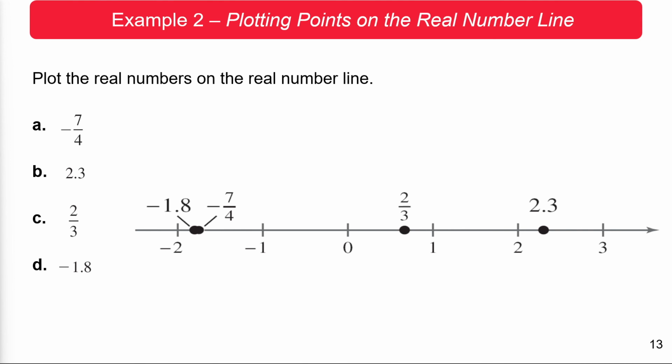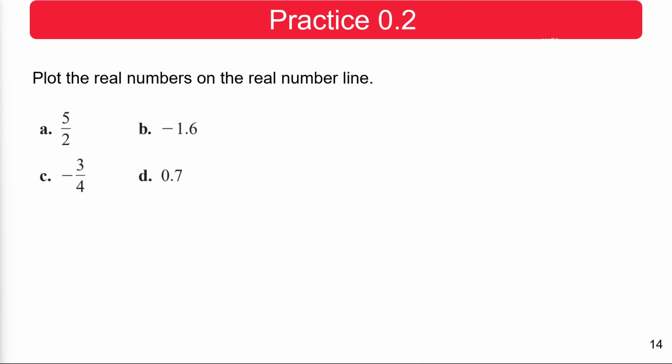So you just need to plot the point that represents the place of the number on the real number line. The last thing that you must do in this part is to solve practice 0.2 and write it down in your notebook.